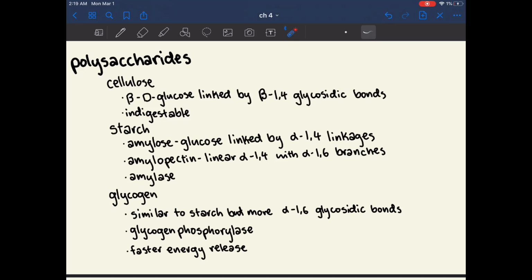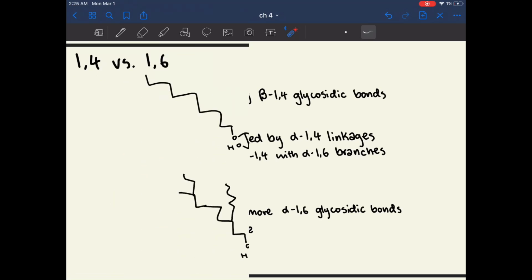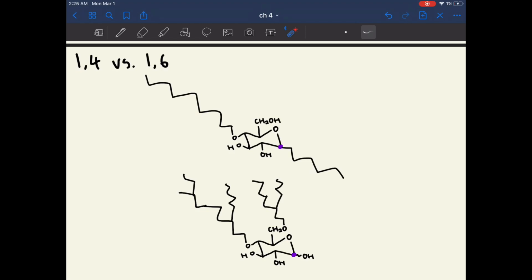And glycogen can be digested by glycogen phosphorylase, and glycogen can stimulate faster energy release. By the way, starch, which is amylose or amylopectin, can be digested by the different types of amylases. The reason why more branches can lead to faster energy release can also be explained by our picture of the 1,4 versus the 1,6 linkages.